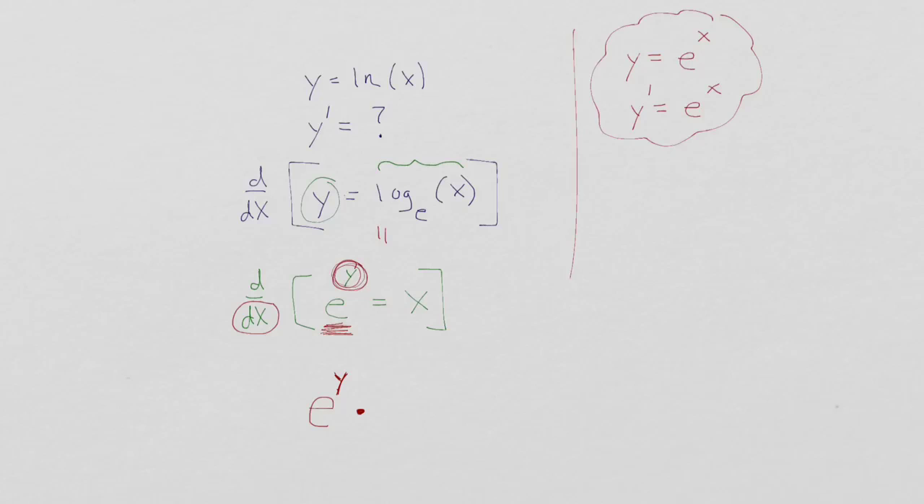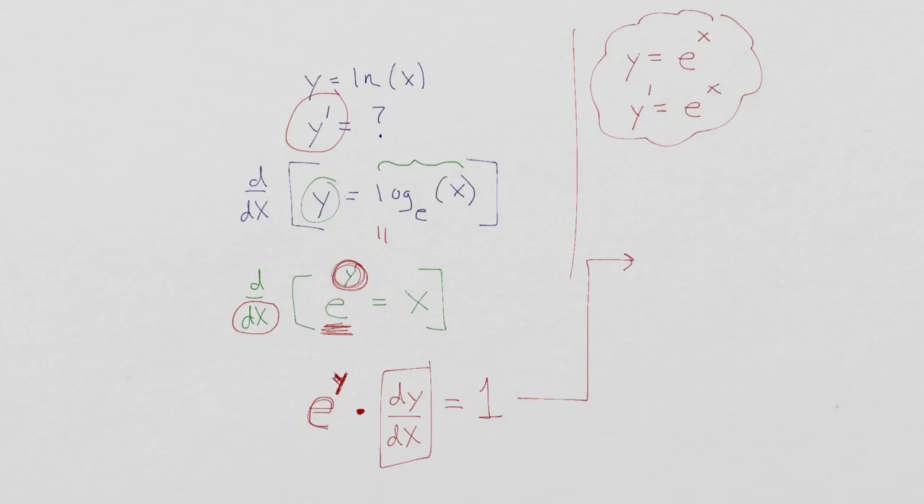Now y is my inside function, so the derivative of y is dy over dx. So this is my chain rule applied. The derivative of the outside, evaluated at the inside, times the derivative of what's inside. And this is all going to equal the derivative of x, which we know is dx over dx, which I'm just going to call 1. Now my goal here was to find y prime, which is dy over dx, and that is this piece right here. So to get dy over dx by itself, I simply have to divide each side by e to the power of y.